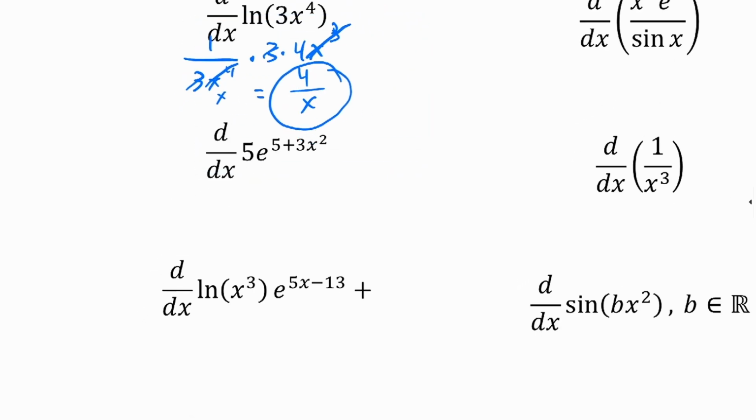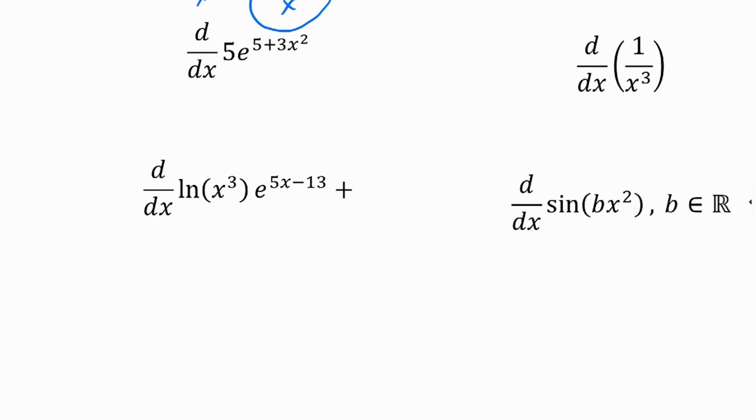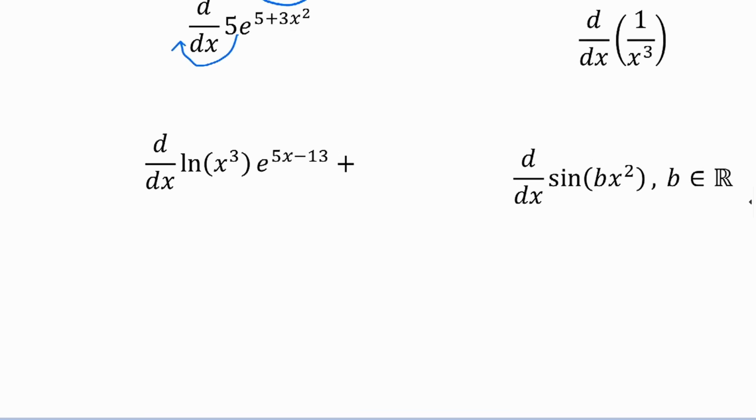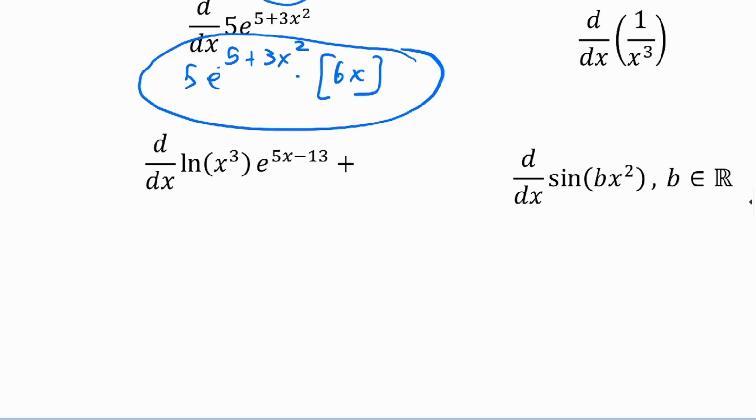Let's move all of this a little bit up. Next problem looks a little bit tricky, but it really isn't. This constant can really just be brought out to the front. So we really have 5 times that derivative. Derivative of this is just going to be 5 times e to the 5 plus 3x squared. But we need to do a chain rule here. Derivative of this inside function, 5 plus 3x squared, well, that's just going to be 0 plus derivative of 3x squared. Derivative of that is just going to be 6x. Okay? So there's your derivative.